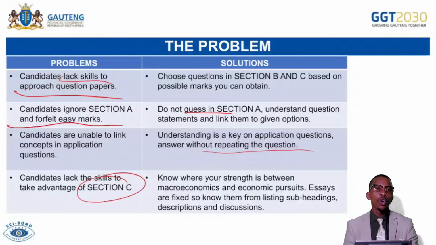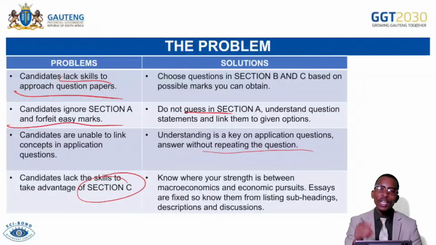Remember, we have macroeconomics with 6 essays. We have also economic pursuit. So you know where you are standing. You know what you want to do. There is no way the examiner will ask you an essay that has never been in the examination guideline. We deal with examination guidelines here.